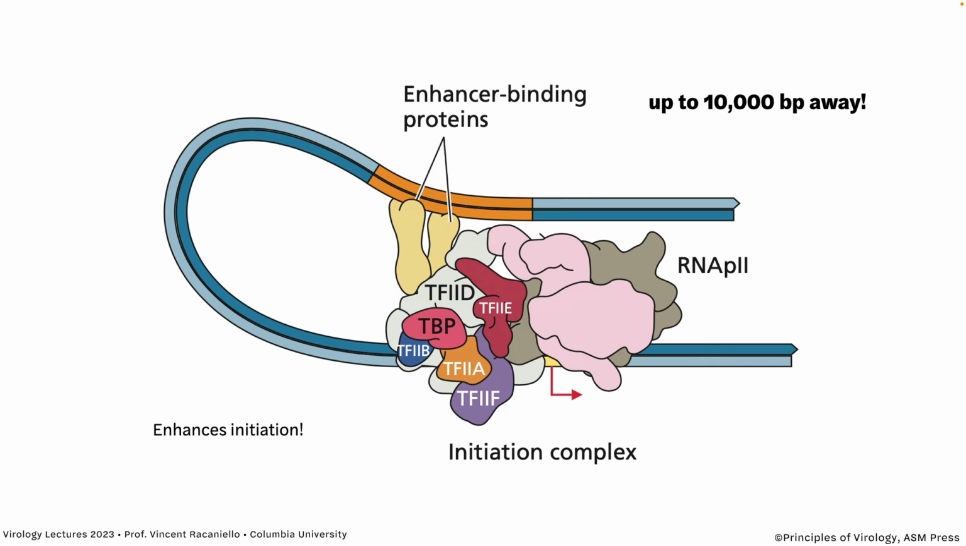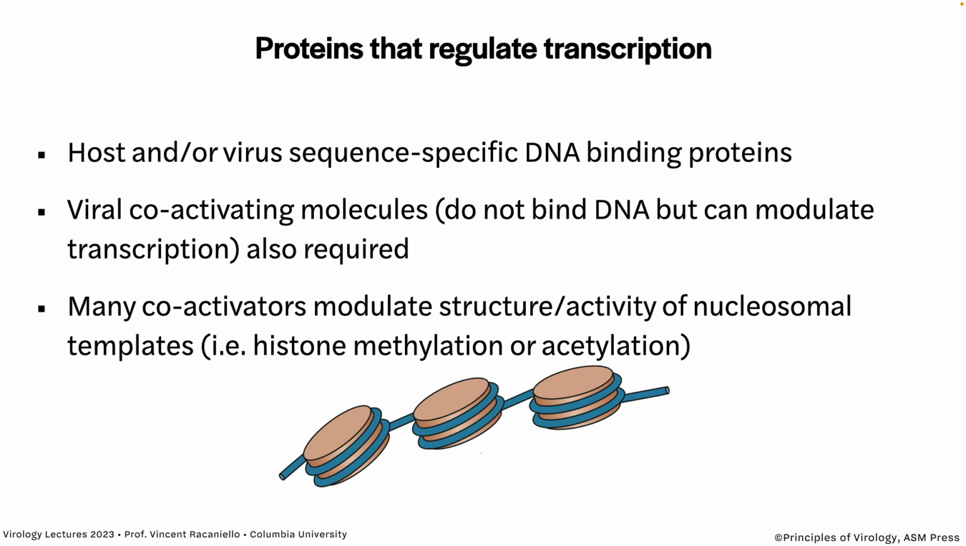And so when you have distal regulatory sequences like enhancers, this is how they work. Here's the RNA polymerase bound to the promoter region. There's the start site in red, with all those proteins bound to it. And here's an enhancer in orange. It's quite far away. It can be thousands of base pairs away. And the enhancer binds some proteins that also bind the initiation complex and help stabilize it and enhance transcription. So that's basically how this works at a distance. The DNA is looping around.